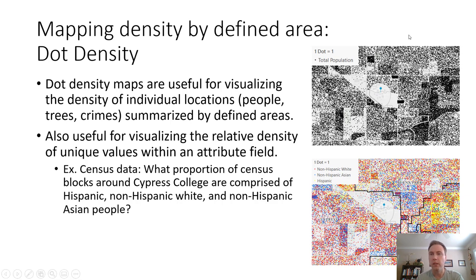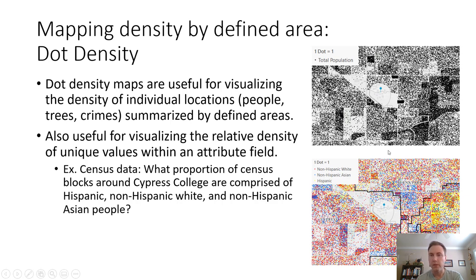But again, as I was saying, not everybody is evenly distributed. For example, right here north of the campus, we know that there's housing along Lincoln. But on this side, it's actually part of the campus and its parking lot. So all the people who live right here along Lincoln have been evenly distributed into the Cypress College campus, so that's inaccurate.